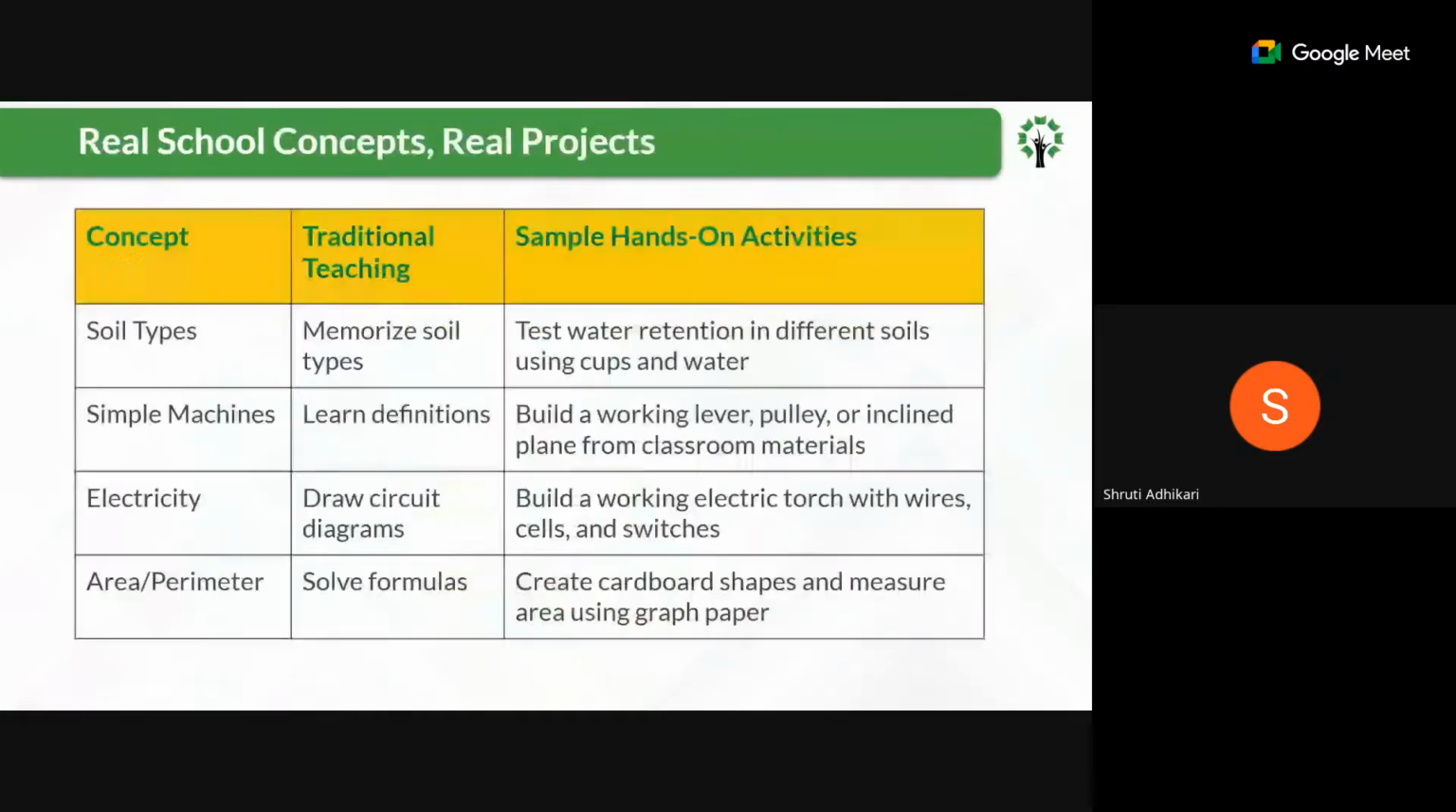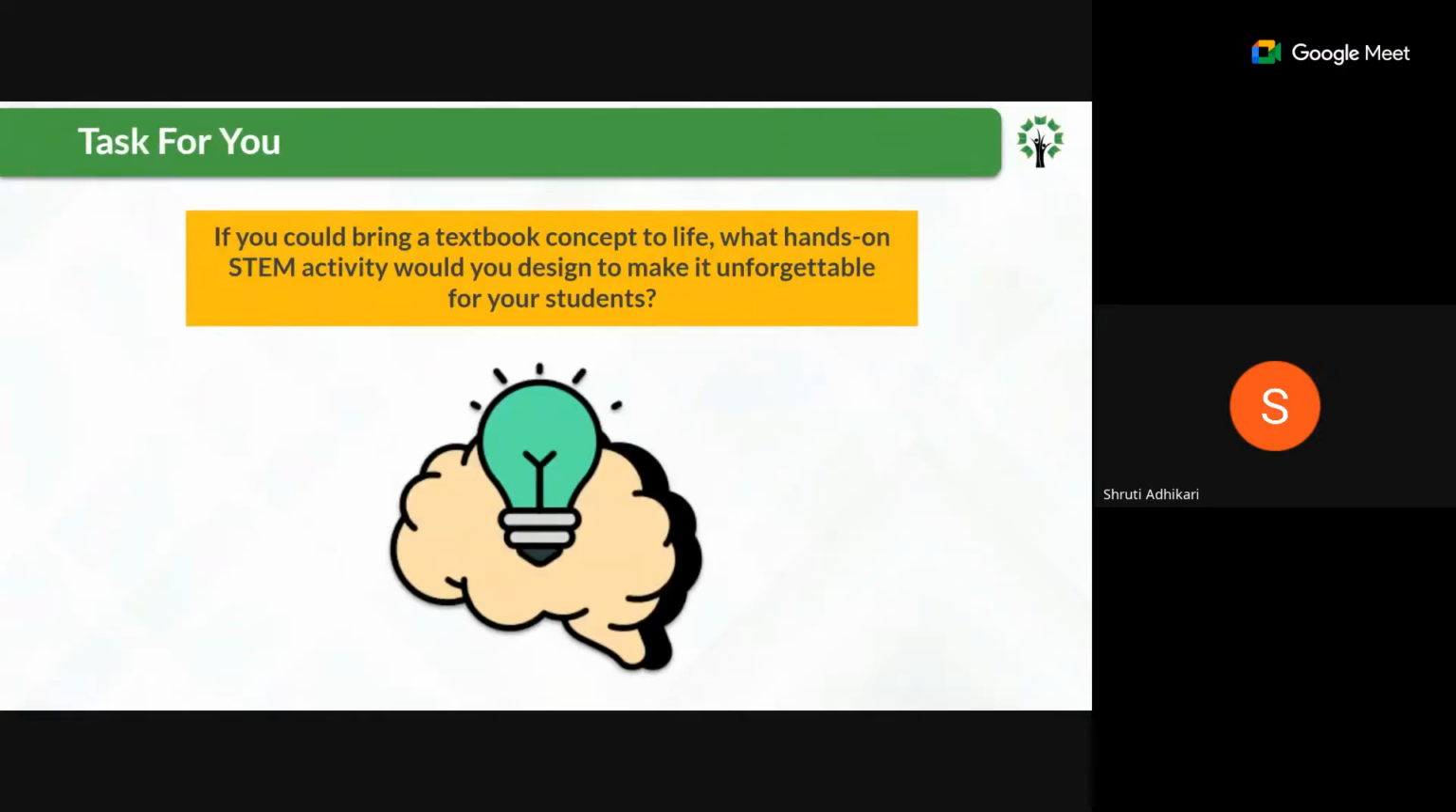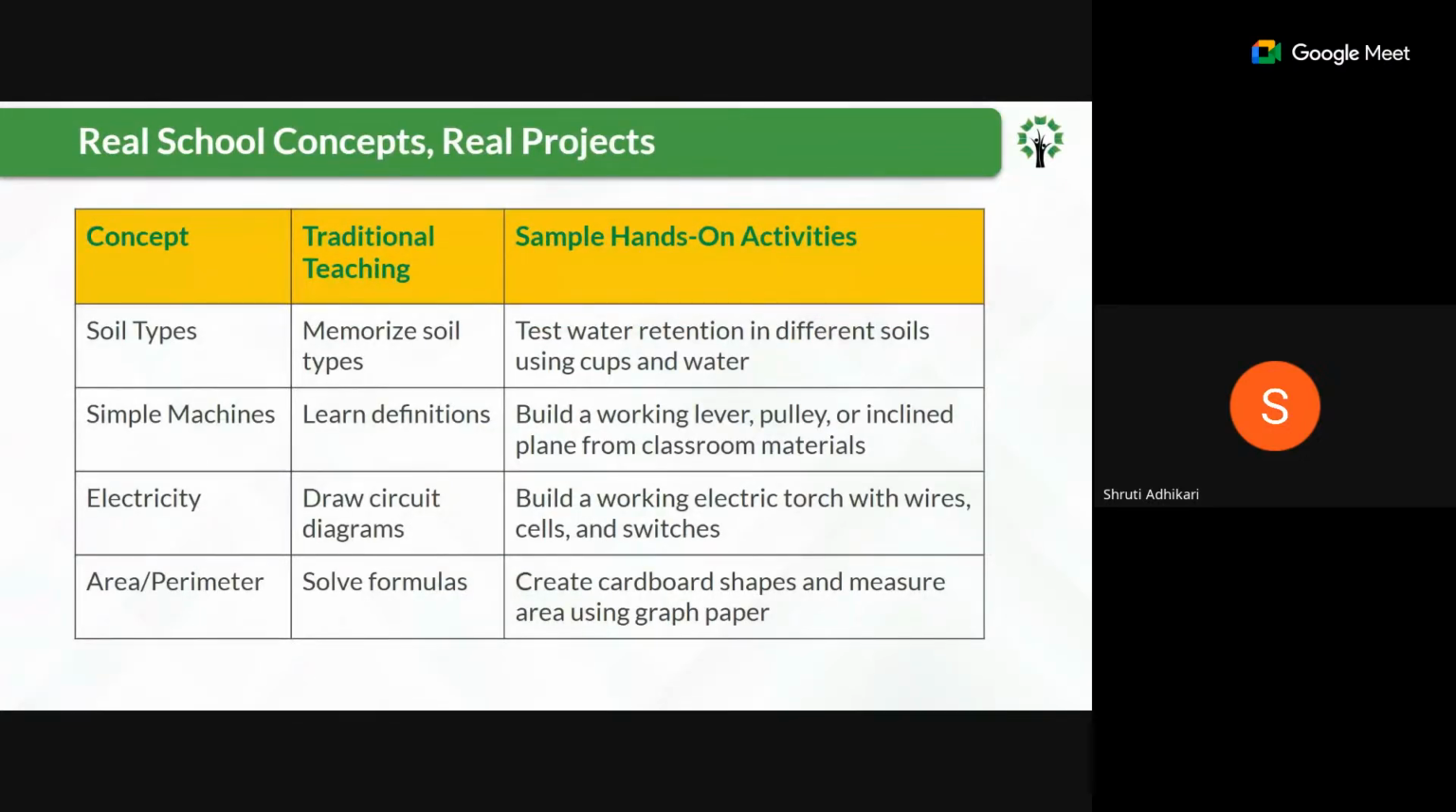Any queries here? This is clear, right? Okay. So we have discussed a lot of concepts and how we can actually conduct hands-on activities based on these concepts.